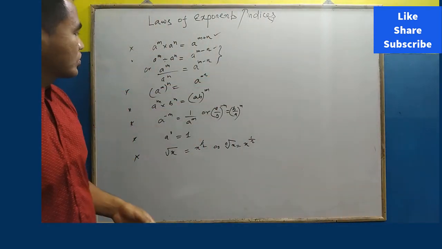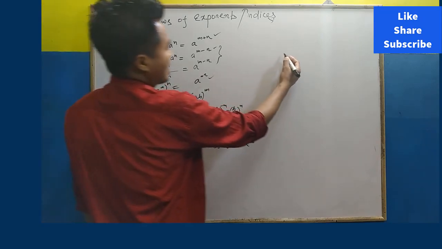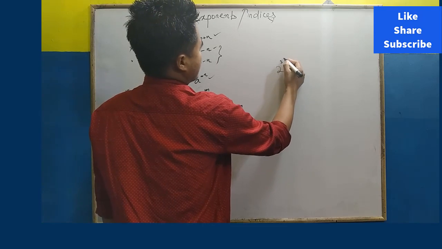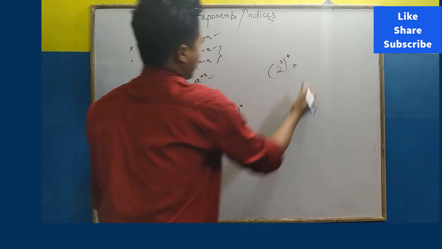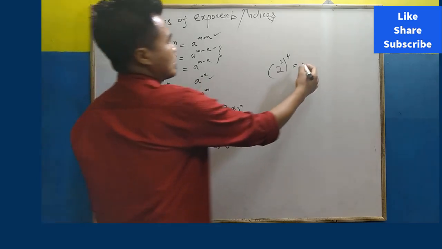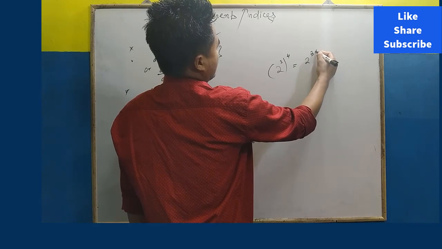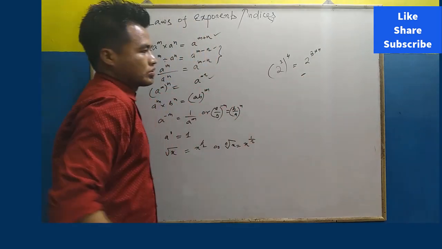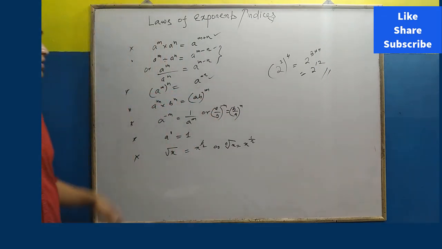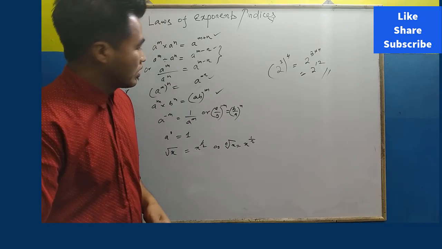Now let us go to the third one. If I have something like, for example, 2 to the power 3 all to the power 4, which is equal to a to the power m n, this will be equal to 2 to the power 3 into 4, which is equal to 2 to the power 12. I hope you understand how to apply the third law.